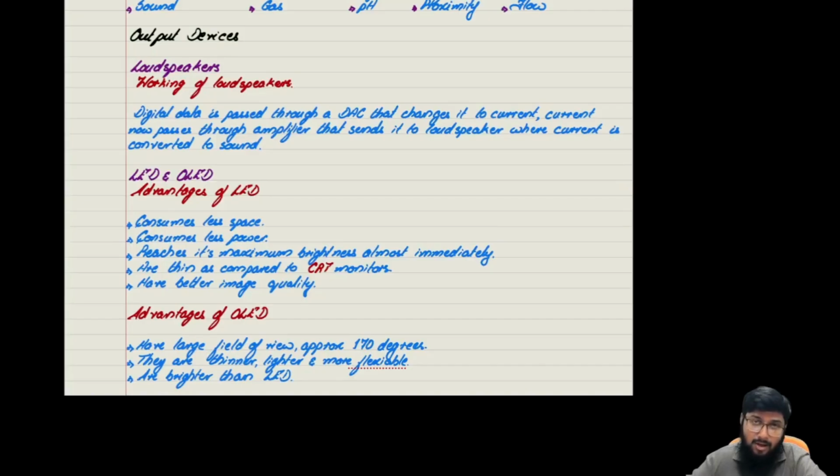Now the current is passed through an amplifier. What is an amplifier? It is a device that increases the volume of the sound, or decreases it, according to your will. Then it sends those signals to the loudspeaker, where the current or signals are converted into sound, and you are able to hear that sound. So this is how a loudspeaker works.